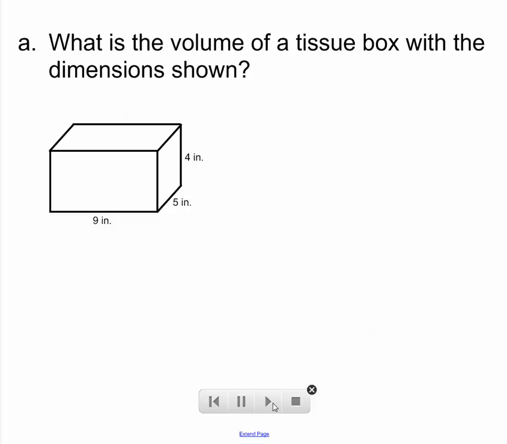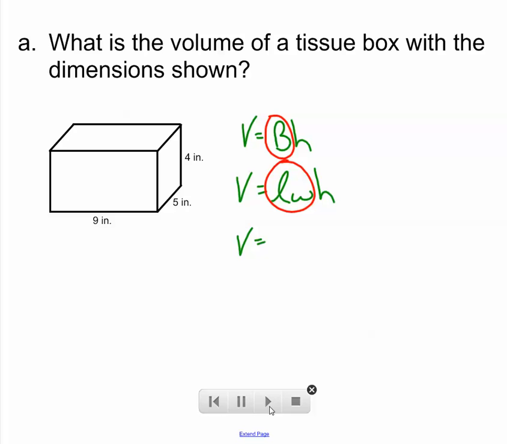Okay, so there are lots of different ways to look at this, I guess. But the volume is the area of the base times the height. I'm going to look at this as the base is a rectangle. So B is equal to length times width. I'm just substituting another formula into this formula. With rectangular prisms, there's not much to it. You're just multiplying the three dimensions by each other. 9 times 5 times 4.